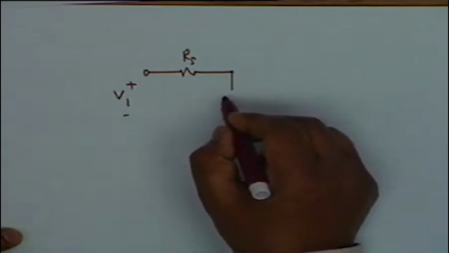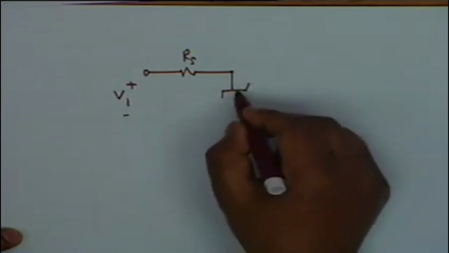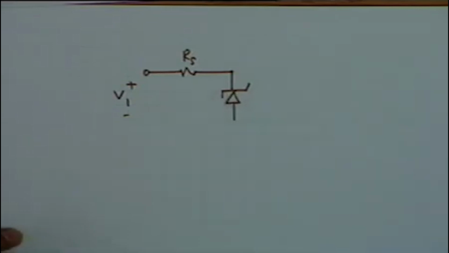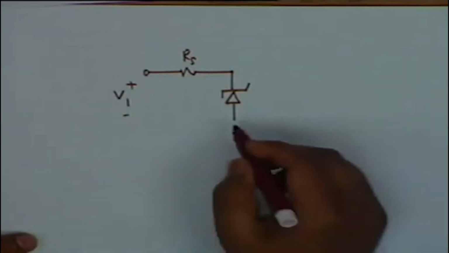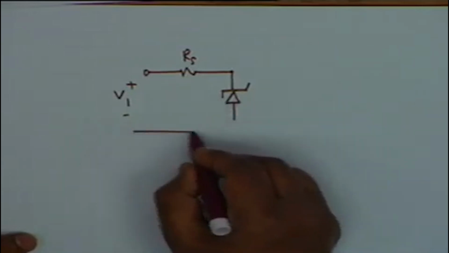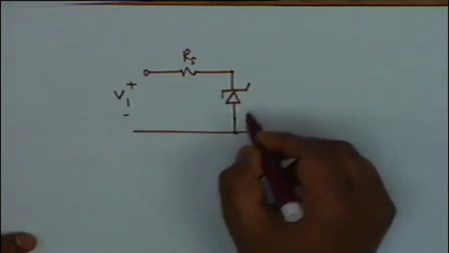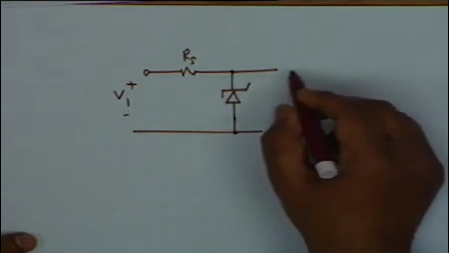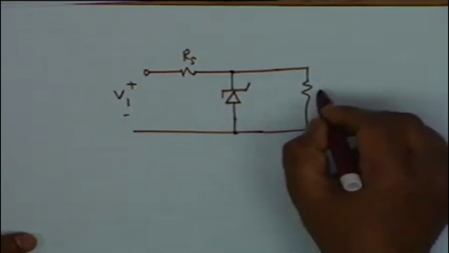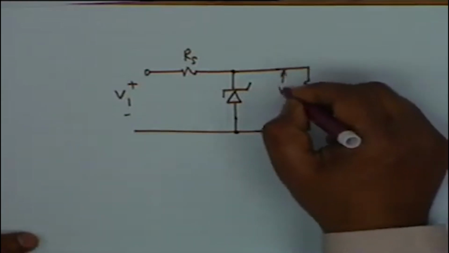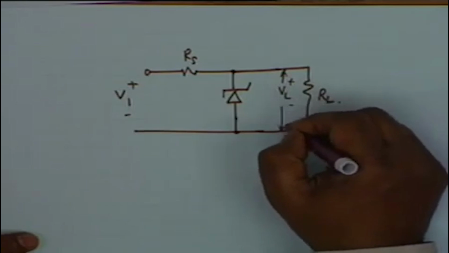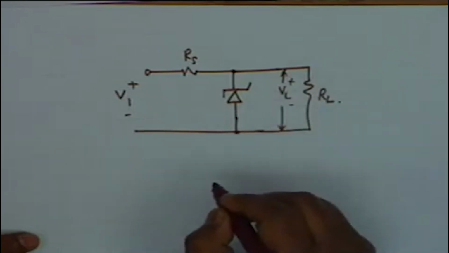The Zener is represented like this. It is represented by means of a wavy line here instead of a straight line. If it is a straight line, then it is a normal diode. If it is a wavy line like this, then it is a Zener diode, and you see the Zener is connected in the reverse biased mode, and then you have the load RL, alright. This is the circuit, and it is this voltage which is required to be maintained constant.